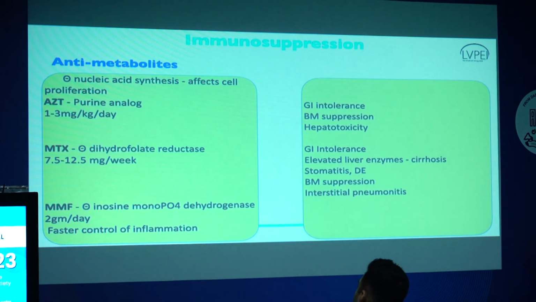They help us in controlling the inflammation. Now, what we need to be aware of, particularly when we are treating patients with azathioprine, is that they do tend to have GI intolerance, bone marrow suppression, and hepatotoxicity. So it's important to investigate them at regular intervals. Initially, we prefer weekly, and then after that, it's monthly investigations on a regular basis.